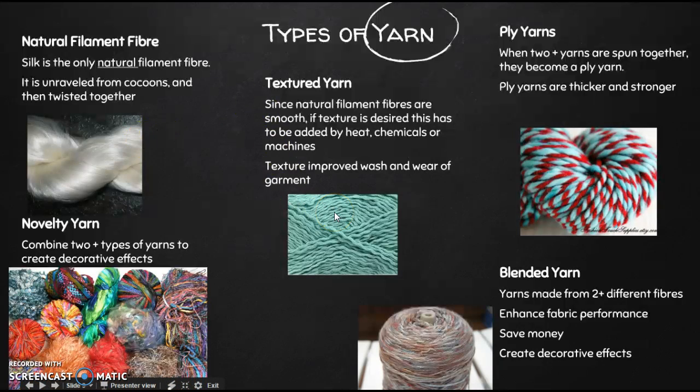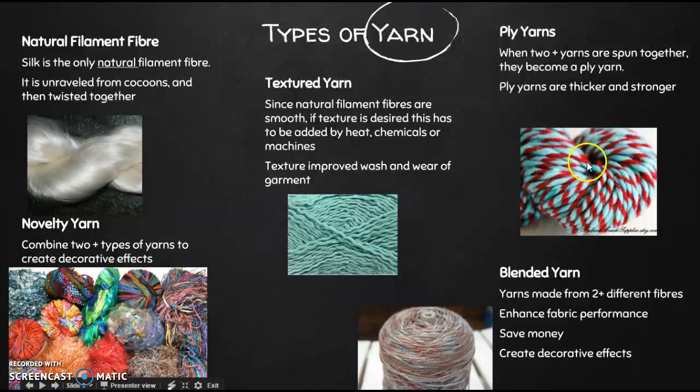Textured yarns are next. So filament yarns are smooth and have more luster than spun yarn, and they are straight and smooth and flat in appearance. They get textured in non-natural ways, such as using heat, chemicals, or machinery. And the reason why you would texture a manufactured yarn is because it would increase the stretch and the recovery of the yarn. It can add bulk, so make it thicker. It can make it softer. It could improve wrinkle resistance, and it could improve wash and wear properties. So texture is often given to do certain things to specific yarns.